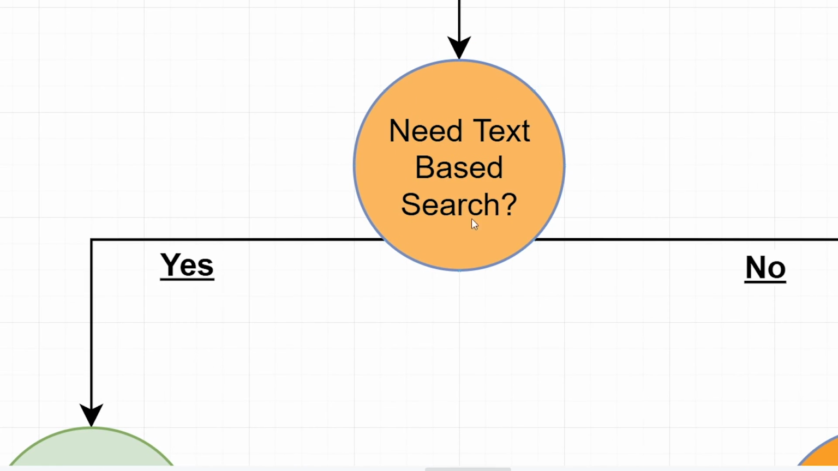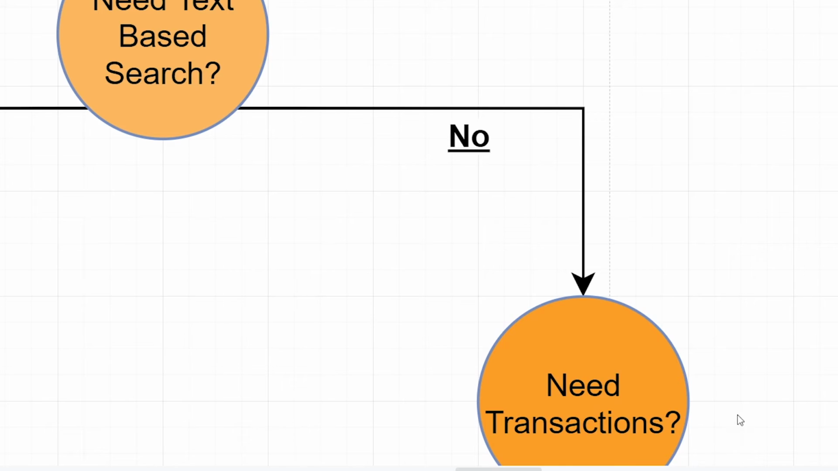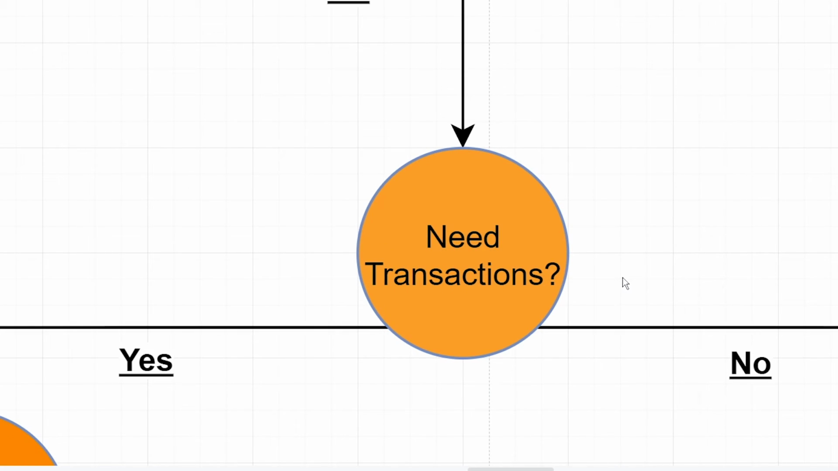So if the answer was no to need text-based search, then the next question to ask is, do you need transactions? And when I say transactions, I mean, do you need to perform multiple updates to potentially multiple different tables all at once and need them to fail as a unit or succeed as a unit? I have a great video on database transactions, so if you still don't understand this question, go ahead and watch that. I'll put that in the references section down below.